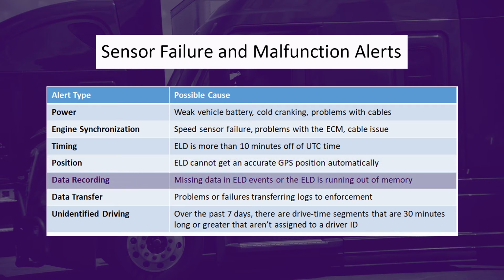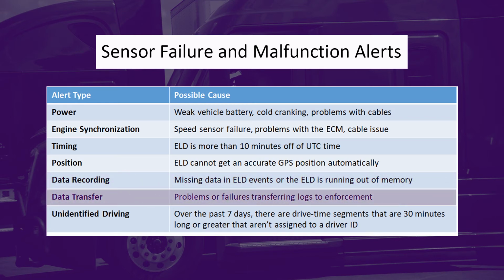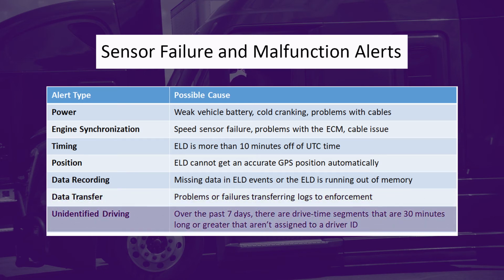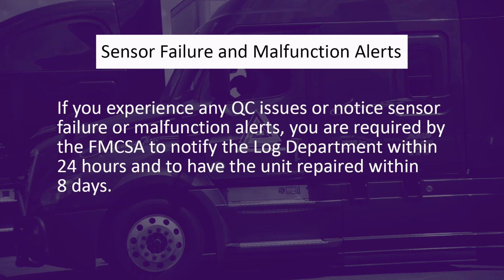Data recording: missing data in ELD events or the ELD is running out of memory. Data transfer: problems or failures transferring logs to enforcement. Unidentified driving: over the past 7 days, there are drive time segments that are 30 minutes long or greater that aren't assigned to a driver ID. Sensor failure and malfunction alerts.